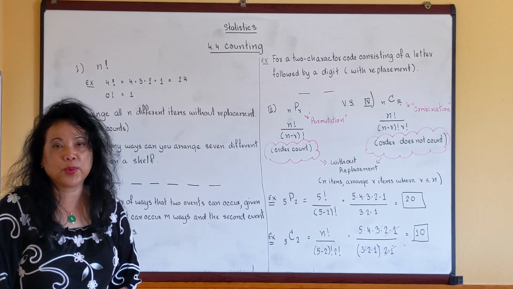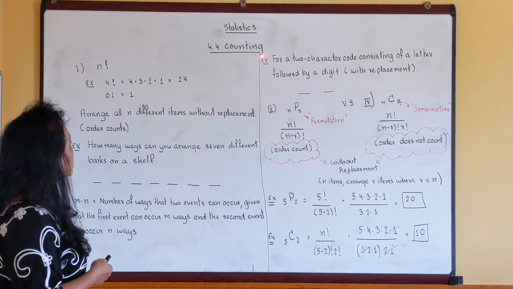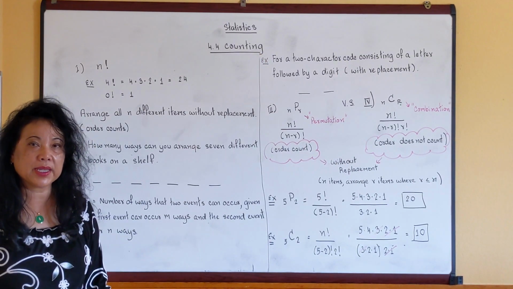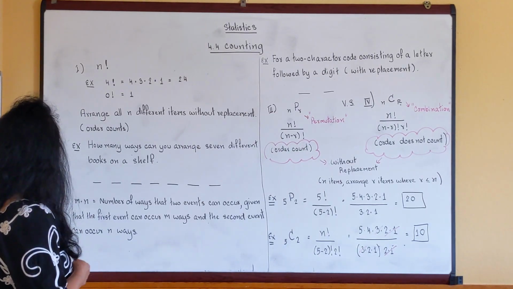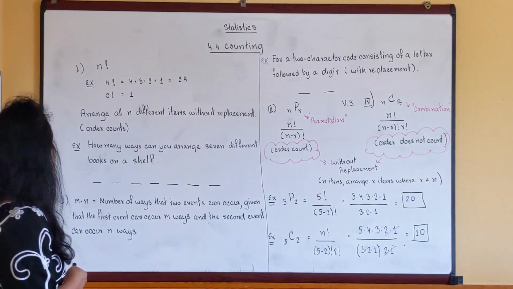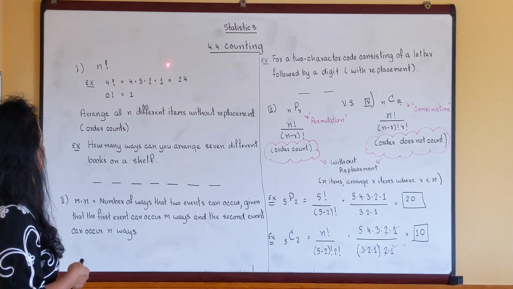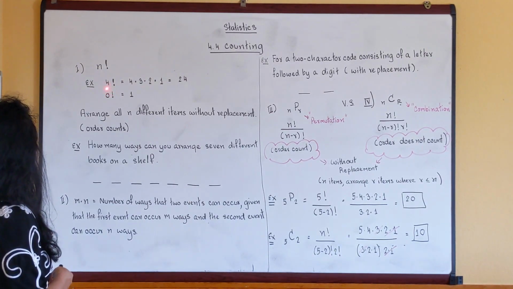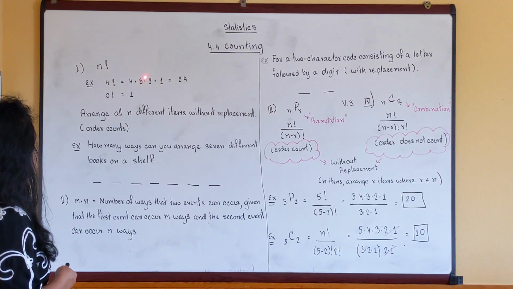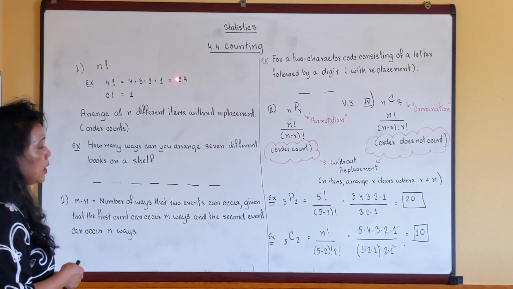Our next section, 4.4. This is the last section of chapter 4, is counting. So we want to count how many ways things can happen. And let's look at the first one, factorial. You might see this in your calculator. Factorial means you multiply a number from that number down to 1, right? For example, 4 factorial is equal to 4 times 3 times 2 times 1. If you multiply it out, it is equal to 24.